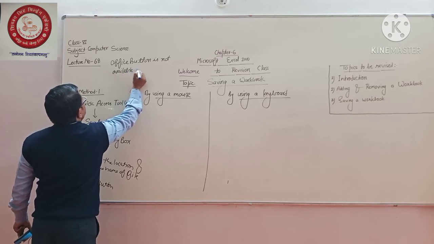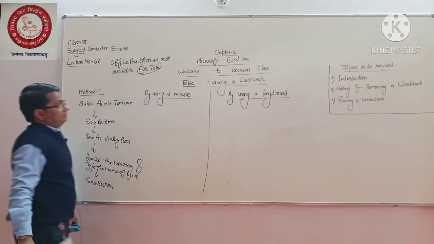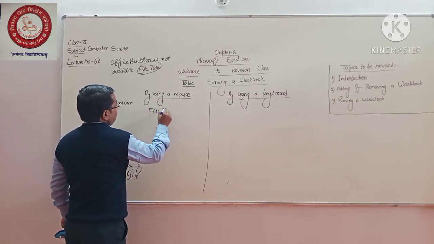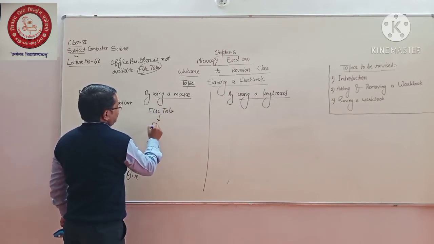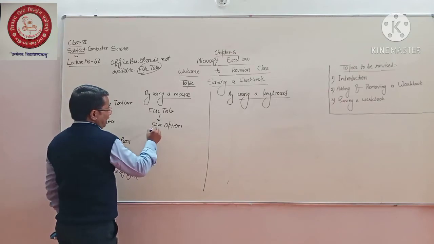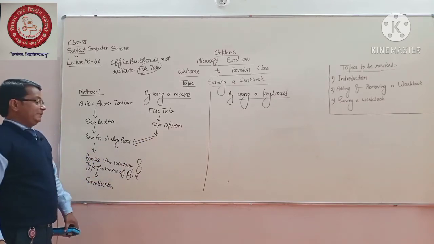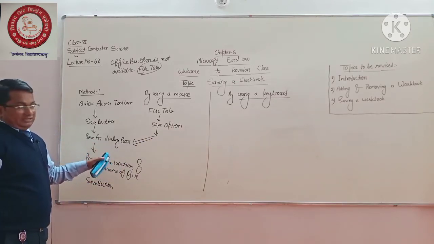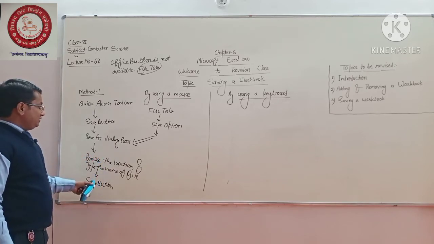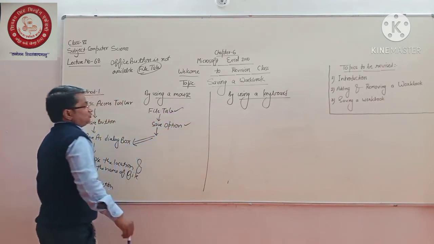Instead of the Office button, the File tab is available. Once you click on the File tab, you will have the Save option. After clicking on Save, you will get the Save As dialog box. Thereafter, what you need to do is browse the location, immediately type the name and click on the Save button. So only one change is there, the File tab.